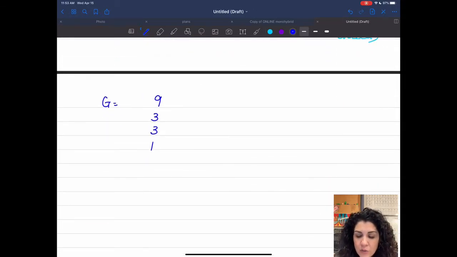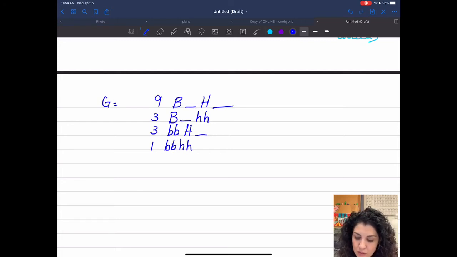So it's a 9:3:3:1 because 9 are going to have a big B and a big H, doesn't matter what the other one is. 3 are going to have the capital B for one and 2 little h's for the other. 3 are going to have the little lowercase b's and a capital H, doesn't matter what the other. And 1 is going to have 2 little b's, 2 little h's. So that is also always the case for dihybrids, for heterozygotes.